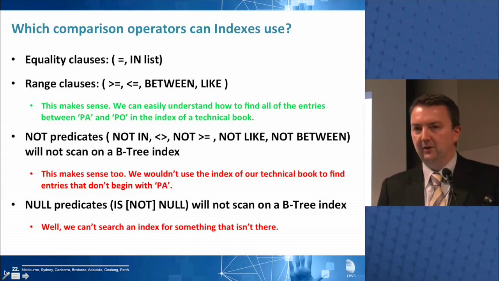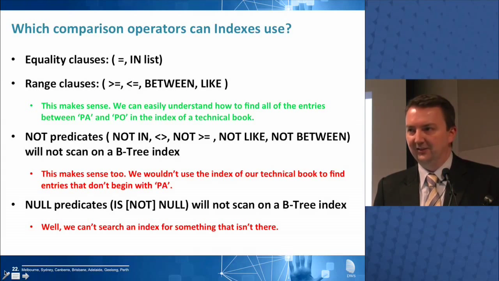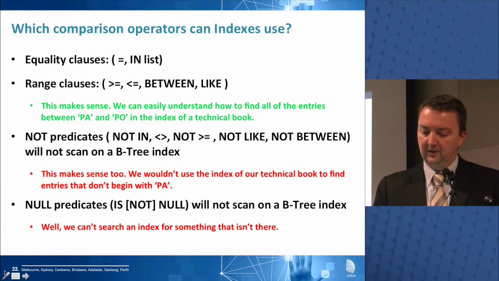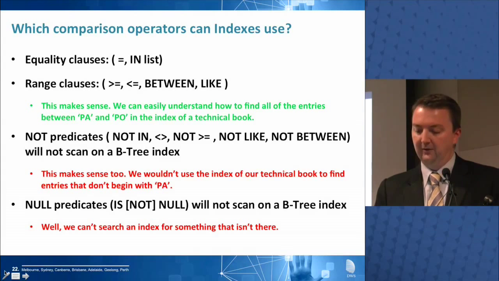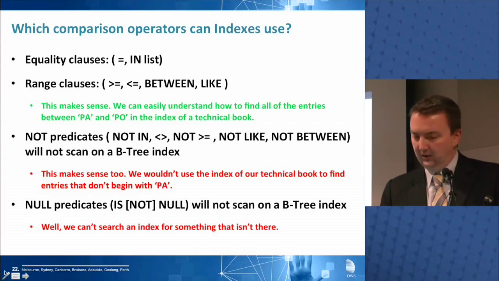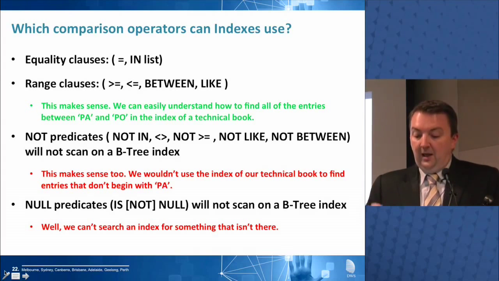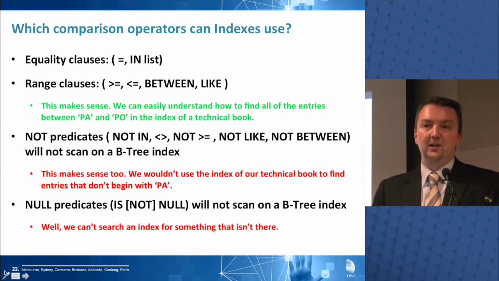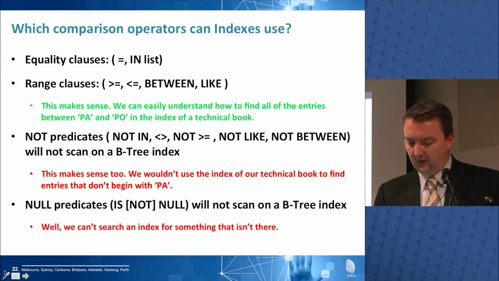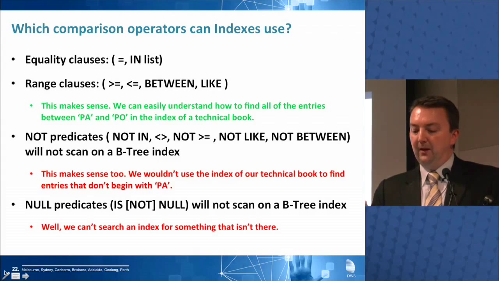Any not predicate, if you've got any negativity in your predicate, it's not going to use a B-tree index. Not in, not equal to, not greater than or equal to, not like, not between, not going to use a B-tree index. Null predicates won't use a B-tree index. That's is null or is not null, anything like that. It's not going to scan on the index, because you can't scan for something that's not there.